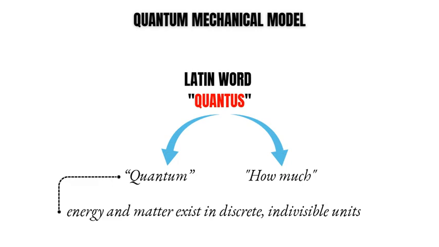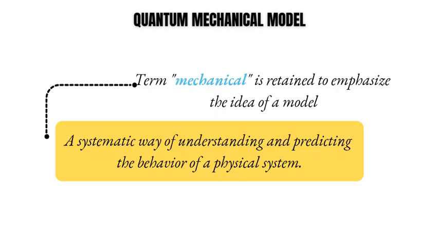In the context of quantum mechanics, quantum refers to the idea that energy and matter exist in discrete, indivisible units. This concept is in stark contrast to classical physics, which treats energy and matter as continuous quantities. Even though quantum mechanics is fundamentally different from classical mechanics, the term mechanical is retained to emphasize the idea of a model as a systematic way of understanding and predicting the behavior of a physical system.